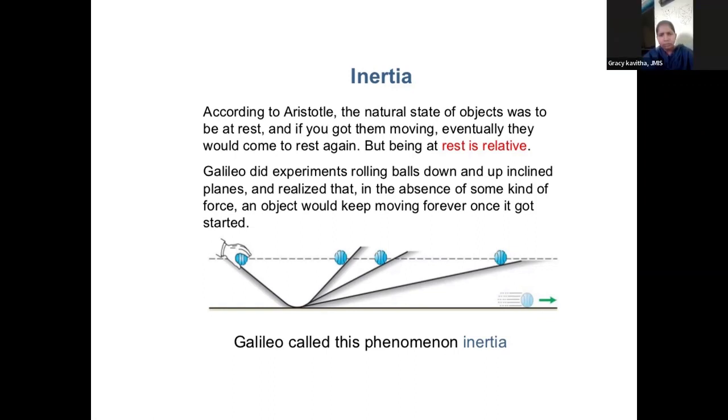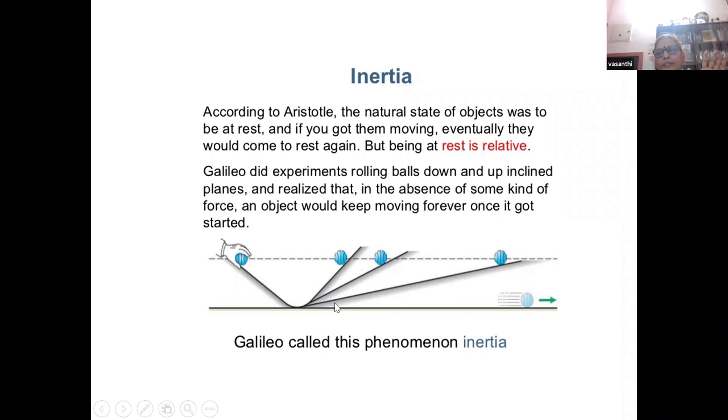Previously, Aristotle thought that the natural state of objects was to be at rest. If you got them moving, eventually they would come to rest again. But being at rest is relative. According to whatever observation, we observe that a moving object comes to a stop. So Aristotle said it's the property of matter to come to rest. It's not so. It will not come to rest at all if there is no friction. If there is no friction, the ball will roll forever. If you go to space where there is no friction, and the surface is very, very smooth, it will never stop.